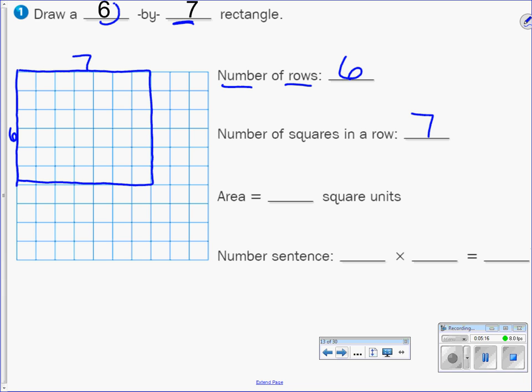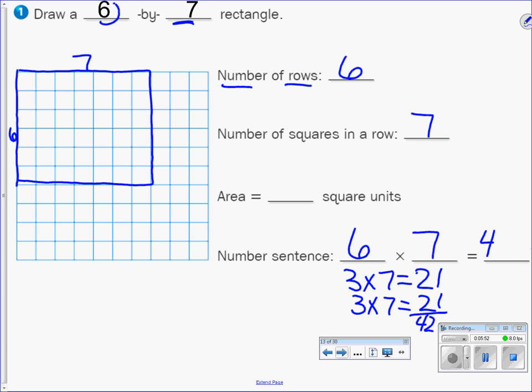I could count each individual square to come up with my answer, or I could take my rows, which was 6, times how many are in each row, which was 7. If I don't know what 6 times 7 is, I could break this apart and do 3 times 7, which is 7 plus 7 is 14, plus 7 more is 21, and then do another 3 times 7, which is 21, and add those up, which would give me 42. So I can do what's called the break apart rule. I have 42 square units. And remember, anytime we're looking at area, we have to square our unit.